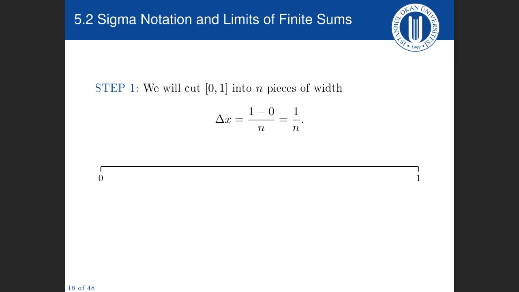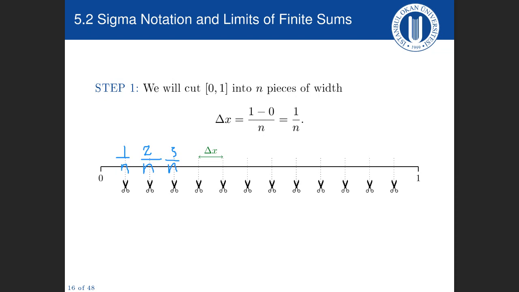So here's what we're going to do. We're going to take our closed interval from 0 to 1, and we're going to cut it into n pieces which all have the same width. They're all going to have this width 1 divided by n. So here we go. We're going to have a first subinterval from 0 to 1 over n. And then our second subinterval is going to go from 1 over n to 2 over n, and then from 2 over n to 3 over n, etc.